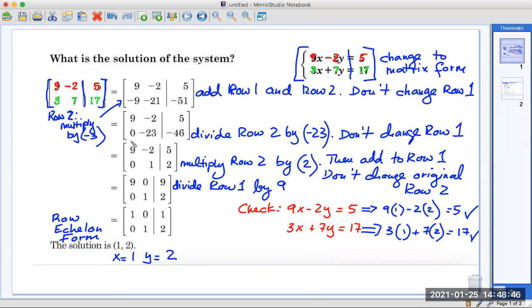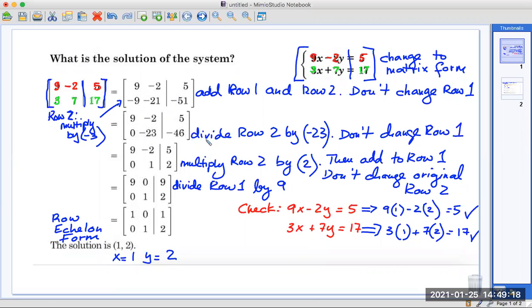From here to here, you're adding row 1 and row 2, and you don't change row 1. So 9 minus 9 is 0. That's the first step, because we want that 0 in this corner. -2 plus -21 is -23, and 5 minus 51 is -46. Don't change anything in row 1 for right now.